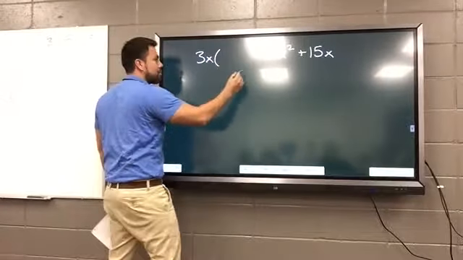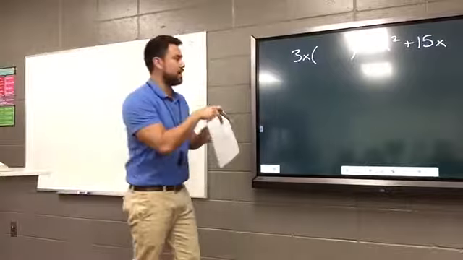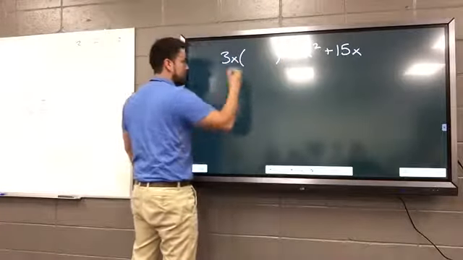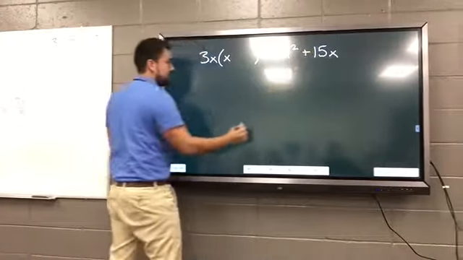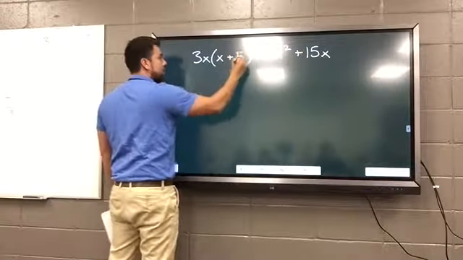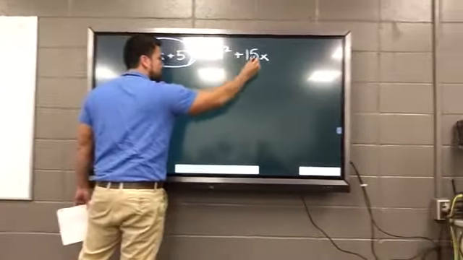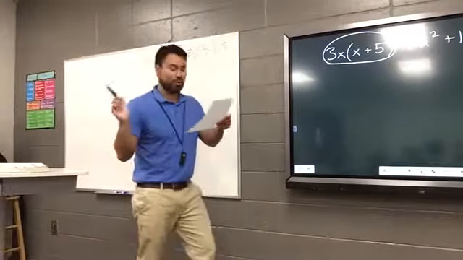3x. Okay? And then in parentheses, this is how you're going to find those two terms inside. 3x times what equals 3x squared? X. 3x times what equals 15x? Positive 5. This right here is the factored form of this expression right here. Okay? It is cool. It's really cool.